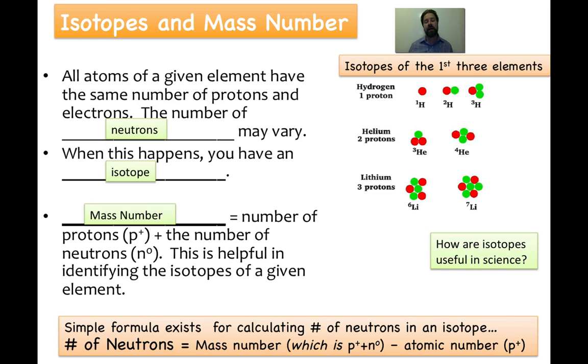Chances are, when you were in biology, you also heard about carbon-14 dating. Carbon-14 gives off a certain amount of energy at a certain rate, and we're able to date old dead things by using that specific isotope. So it's a very handy chemistry tool in biology.